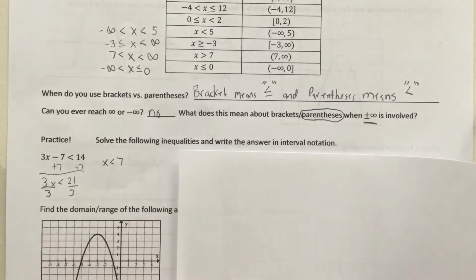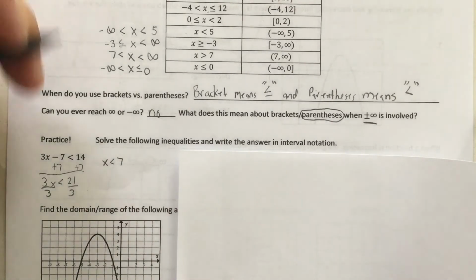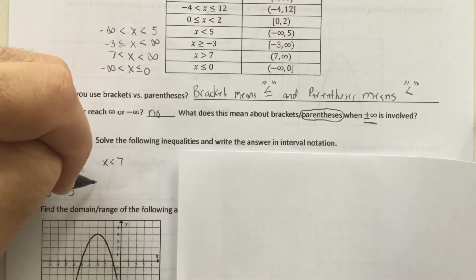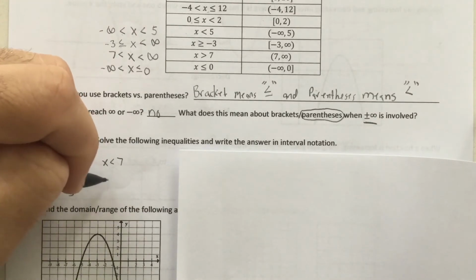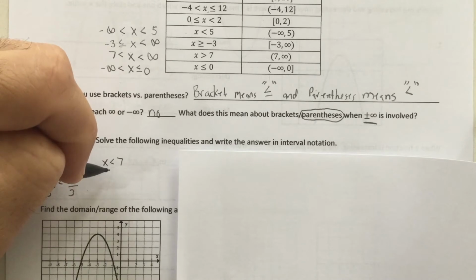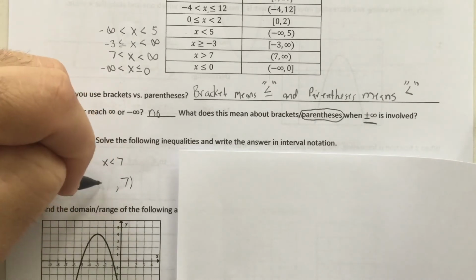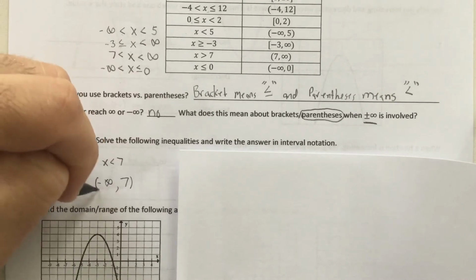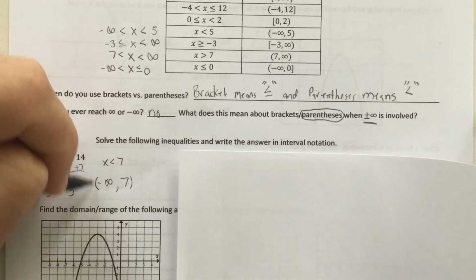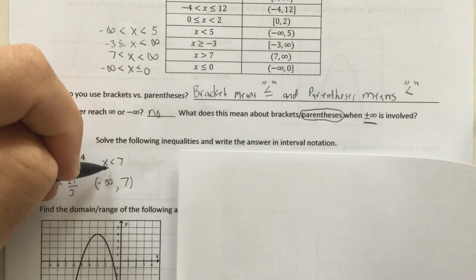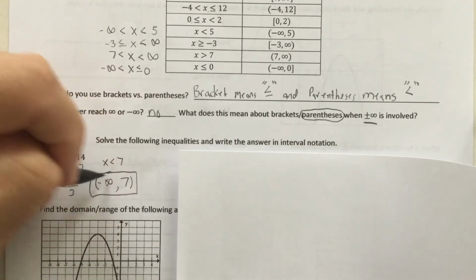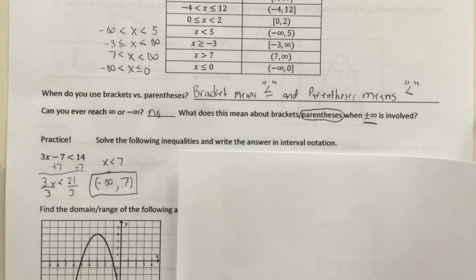Now, it does say write an interval notation, so if we're going to write that in interval notation, it's saying x is less than 7. So remember what that means is that 7 is your largest, and it's every number less than that, so it would go down to negative infinity. Again, you can never equal the infinities, so it's a parenthesis, and since we don't have an equal to with the 7, it would be another parenthesis. So it would be parenthesis, negative infinity, comma, 7, parenthesis.